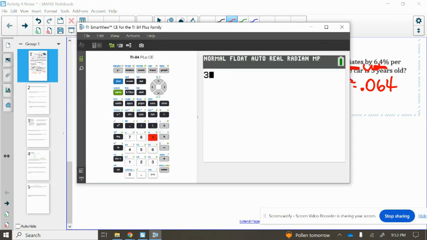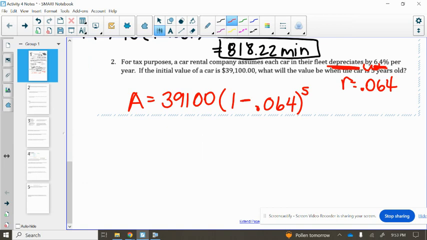So the amount, again, we're going to take that starting principal value, and then since this is depreciating, we're going to subtract away that rate, and then this time we are checking out after 5 years. So we have 39,100, and then 1 minus that R value to the T power, and we see that the car will be worth just over 28,000, right?